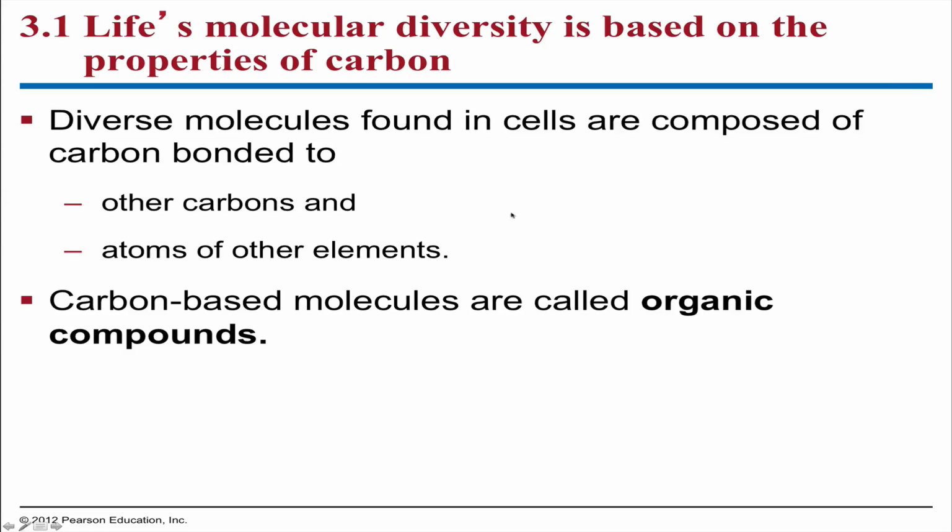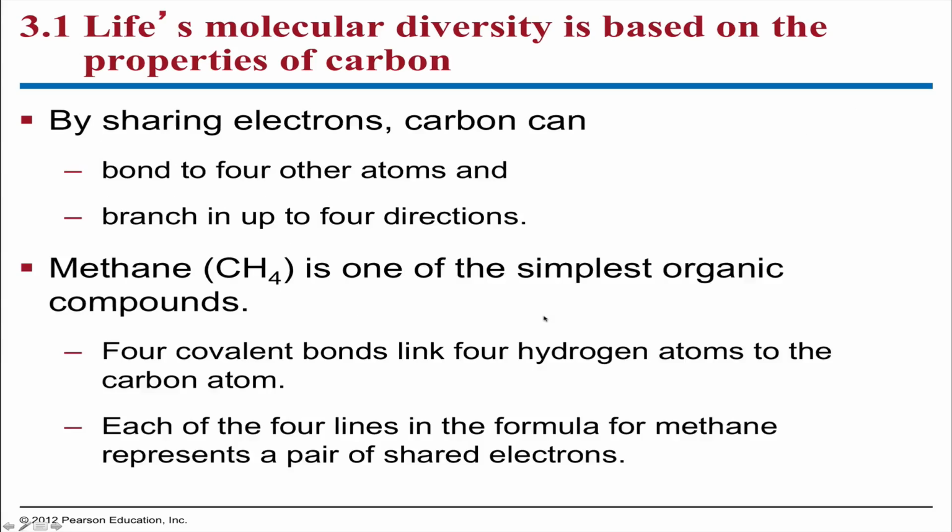So as far as organic compounds go, life's molecular diversity is based on the properties of carbon. Diverse molecules found in cells are made up of carbons that are bonded to other carbons and or atoms of other elements. So carbon-based molecules, we refer to them as organic compounds. Now, this happens by the carbon sharing electrons. It can bond to 4 other atoms, and it can branch into up to roughly 4 different directions. Methane, for example, CH4, is one of the simplest organic compounds. It's just 1 carbon atom, and it has 4 single bonds to hydrogen.